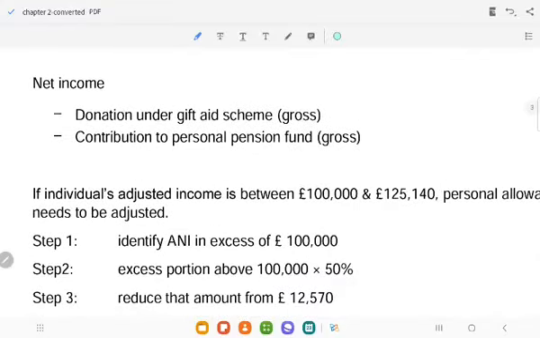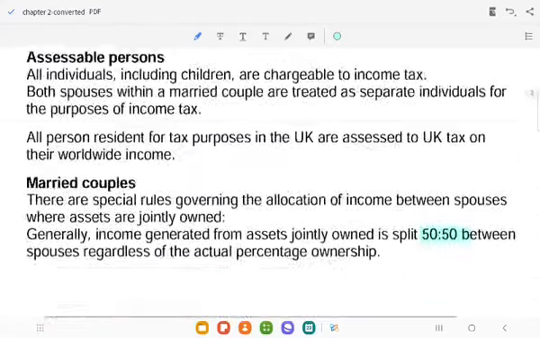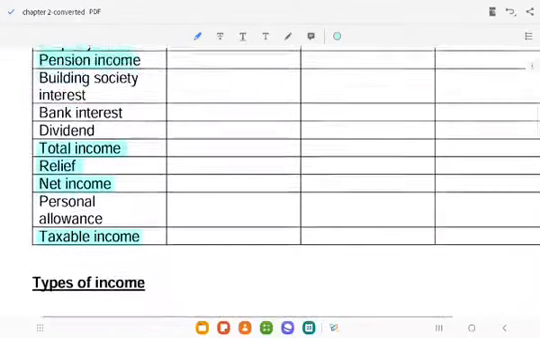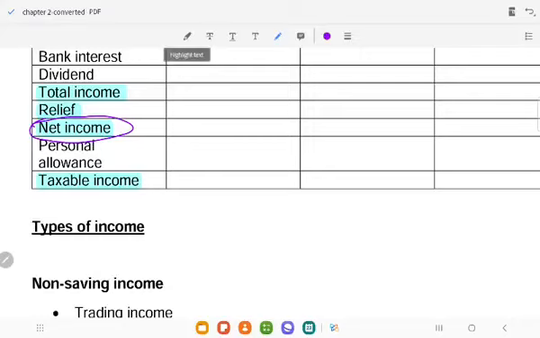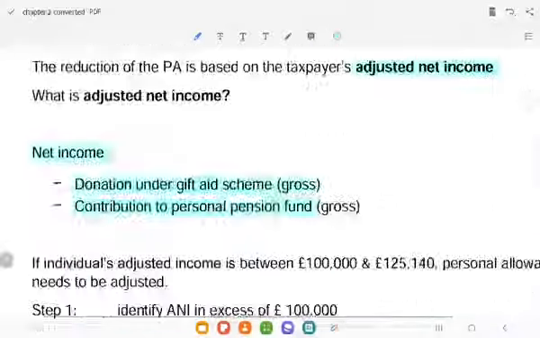Adjusted net income is the amount calculated by subtracting donations under the gift aid scheme and contributions to a personal pension fund from the net income. When you deduct these two amounts, and remember that the gross of these amounts would be deducted from net income, you will get the adjusted net income. Remember that in the format, you have to choose this net income, and from this net income you have to deduct gross personal pension fund contribution and gross gifted donation in order to find the adjusted net income.